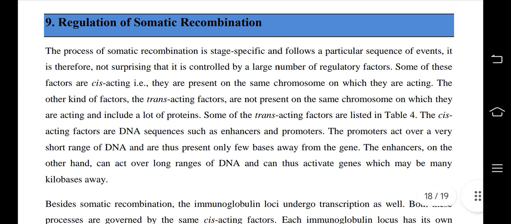Then, regulation of somatic recombination. The process of somatic recombination is stage specific and follows a particular sequence of events. It is therefore not surprising that it is controlled by a large number of regulatory factors. Some of these factors are cis-acting. They are present on the same chromosome on which they are acting. Others are trans-acting.